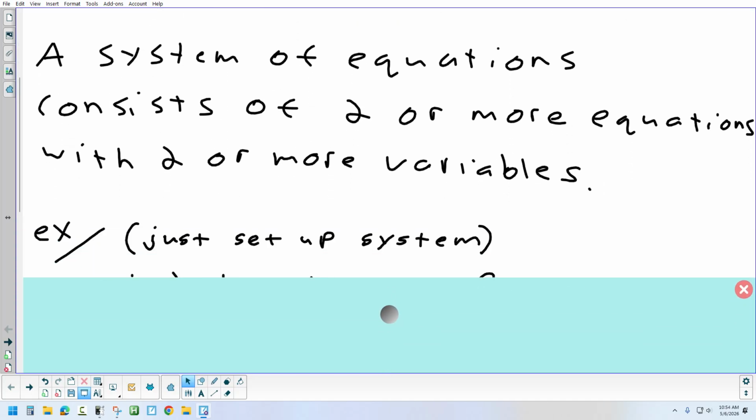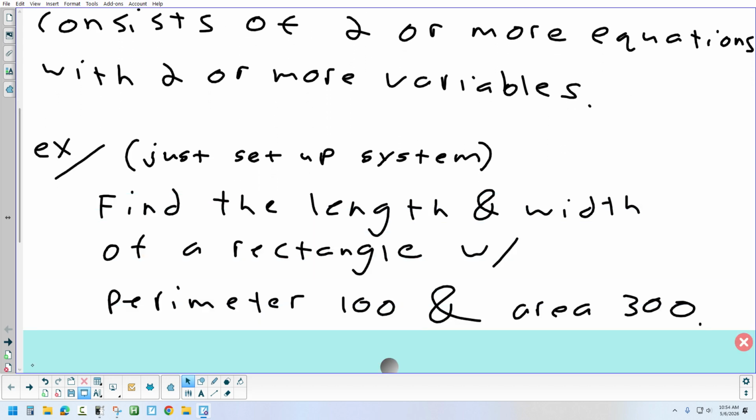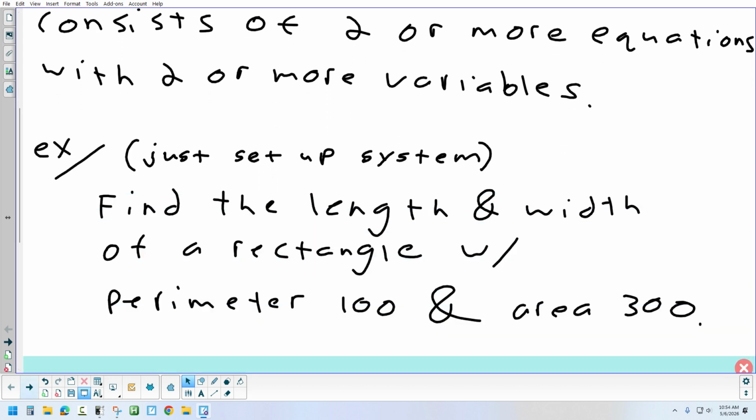All right, so the first problem, we don't want to solve it yet. Let's just set up the equations. They're telling us that we have a rectangle. They want us to find the length and the width, and they give us a couple things. The perimeter of the rectangle is 100, and the area is 300.